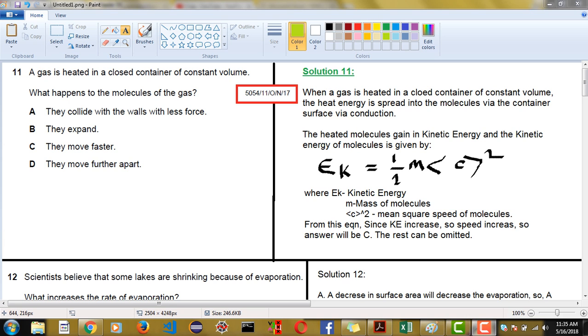Hello guys, I am back now again with the physics question paper solving. Today we will be discussing paper 5054 October 2017 session, and that is paper 11, and I will be discussing questions 11 to 15. So let's start with our questions.